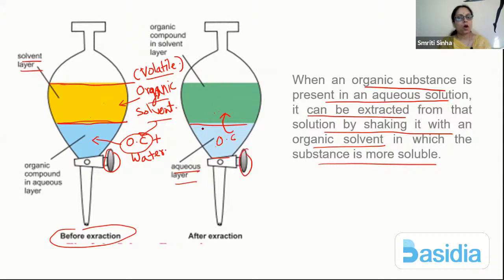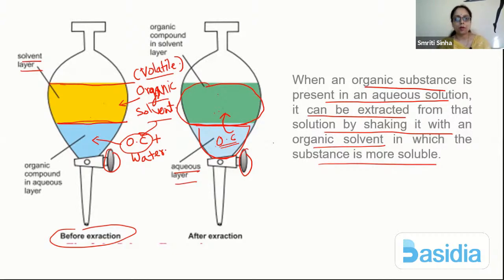Now open the knob, collect this layer below first, discard it because you don't need it, and then collect the above layer. This above layer will be useful for you because it is having your organic compound. Now this liquid, whatever you have chosen, is actually volatile. So evaporate it in an evaporating dish and you will get your organic compound in a pure form. So this technique basically you need to use for such a solid which is dissolved in water.